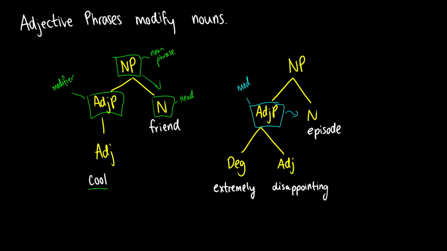So that is why we have the adjective phrase and not just the adjective or just the degree modifying the noun. We have this entire unit, the adjective phrase, modifying the noun. So this is how we can see adjective phrases in our sentences. And of course, they can appear as complements as well. So he is extremely disappointing, or he is cool. And we'll cover that structure when we talk about different verb types.